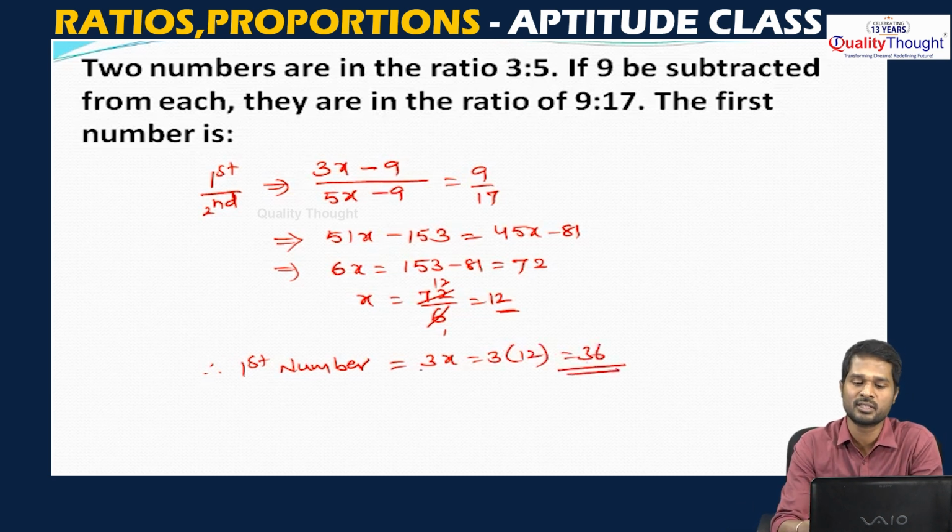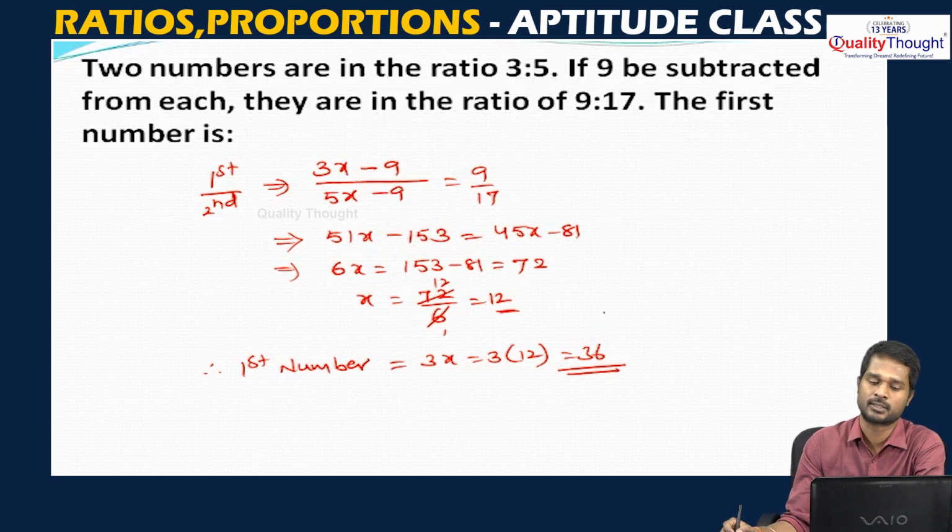See, the question is easy. There are two numbers in the ratio 3:5. Originally, when 9 is subtracted, the ratio will become 9:17. So what is the first number? That's the question he says. So write the equation from the question and go for cross multiplication. 17 3s are 51, 17 9s are 153, 9 5s are 45 minus 9 9s are 81. So 51 minus 45 is 6x, 153 minus 81 is 72. Now x value is 12, first number is 3 into 12, that is 36.